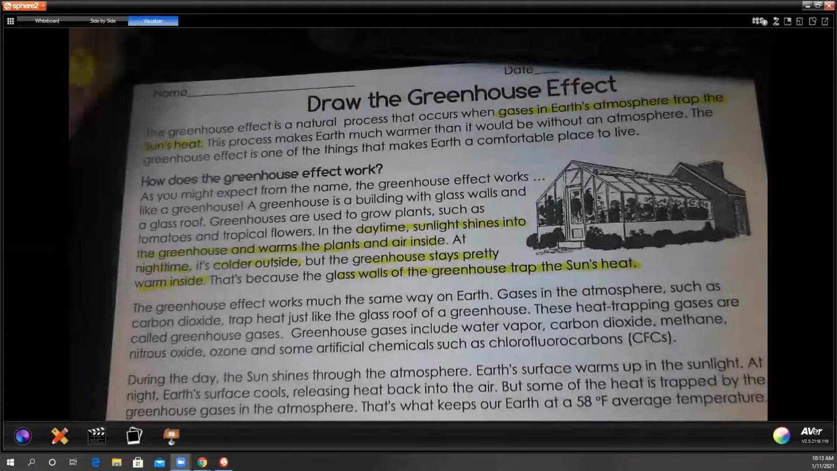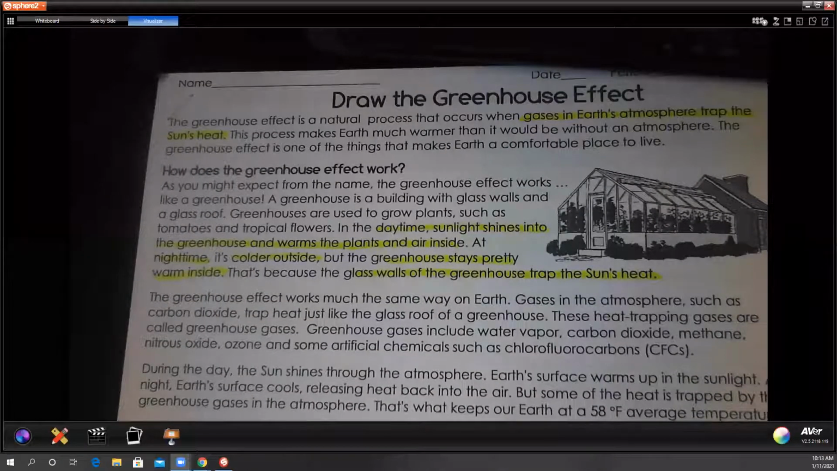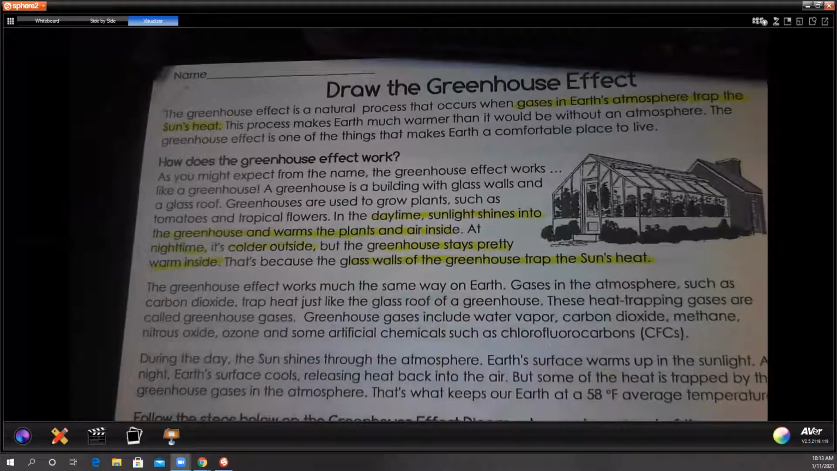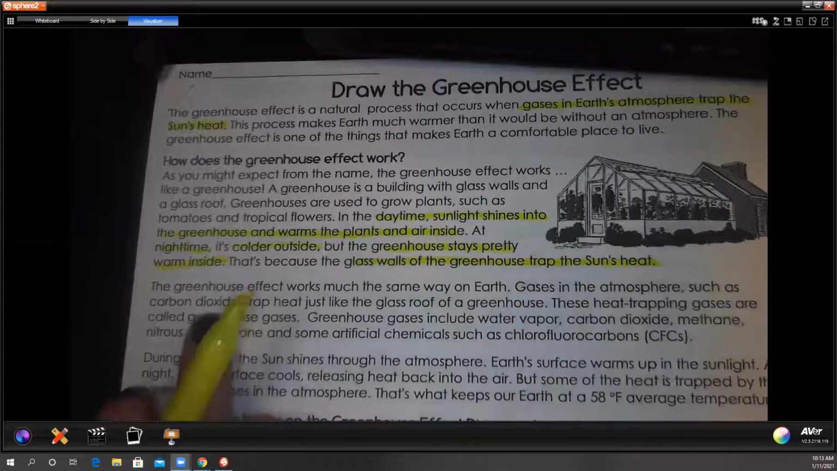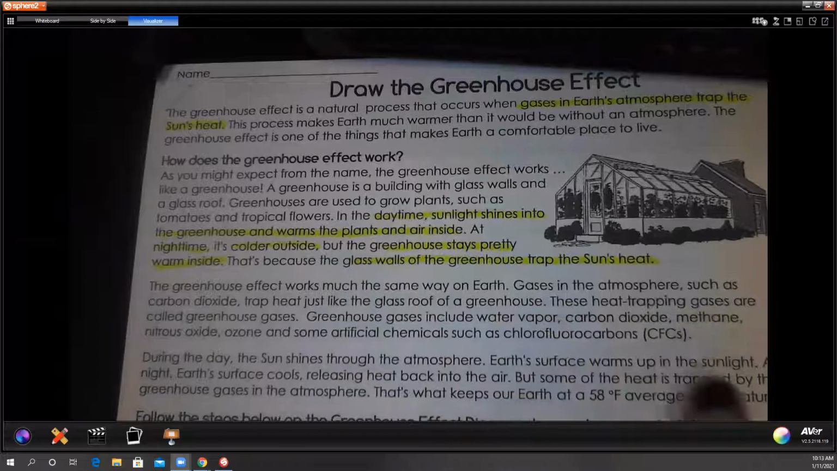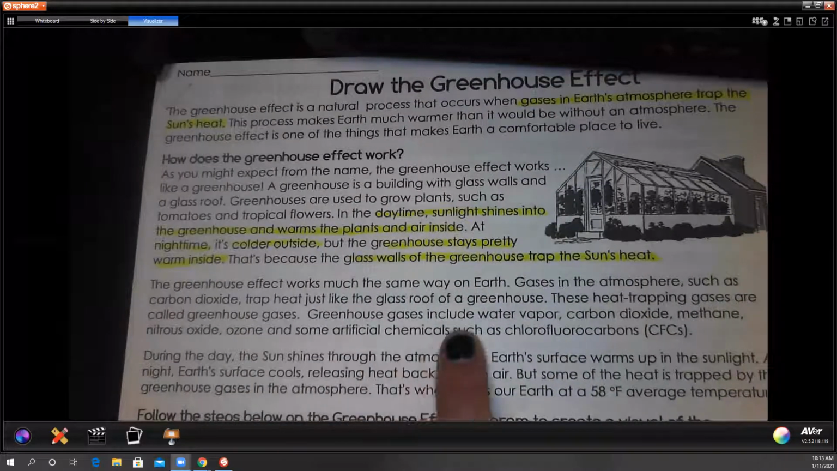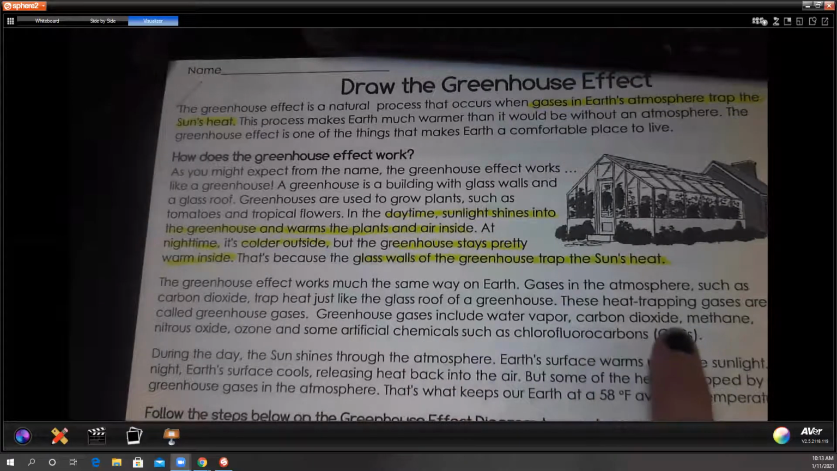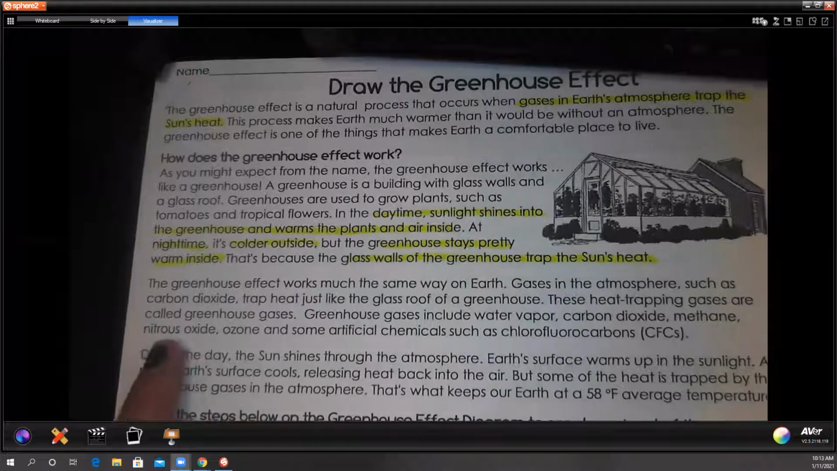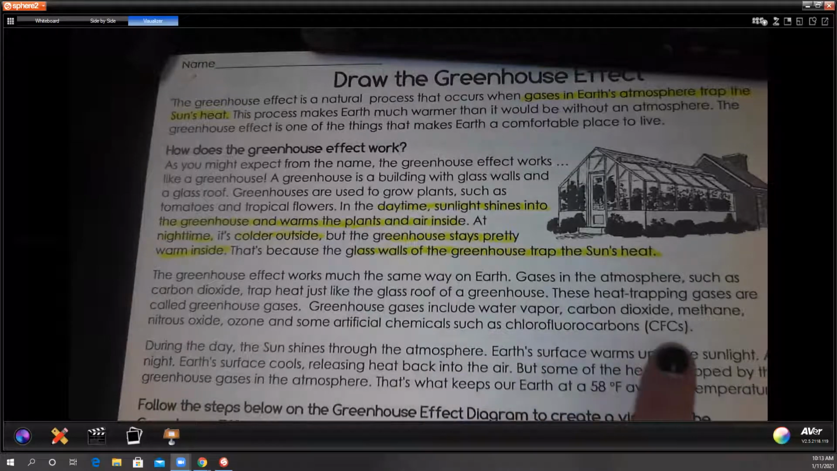But remember, this is called the greenhouse effect. So the Earth has the same exact effect. The greenhouse effect works much the same way on Earth. Gases in the atmosphere, such as carbon dioxide, trap heat like the glass roof of a greenhouse. These heat-trapping gases are called greenhouse gases. Greenhouse gases include water vapor, carbon dioxide, methane, which can be produced by cow farts, nitrous oxide, ozone, and some artificial chemicals known as chlorofluorocarbons.